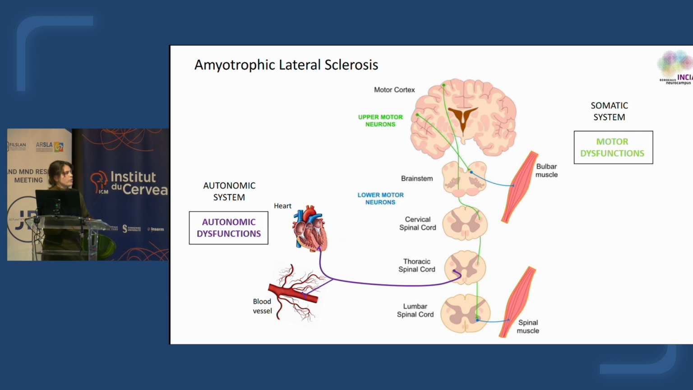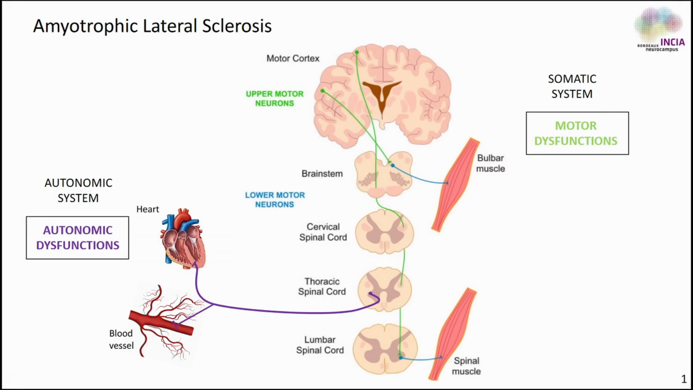So motor function is controlled by the somatic system through the activation of striated muscles. And at the opposite, autonomic function controls involuntary functions, like heart rate, blood pressure, or thermoregulation.